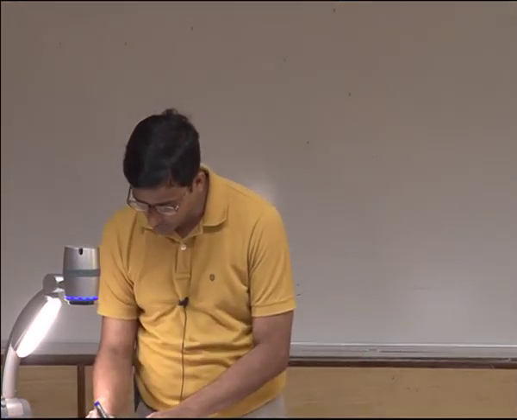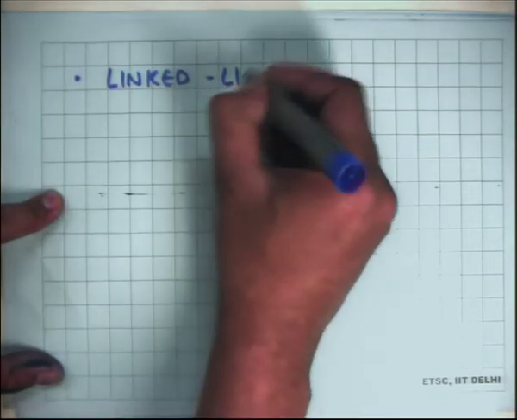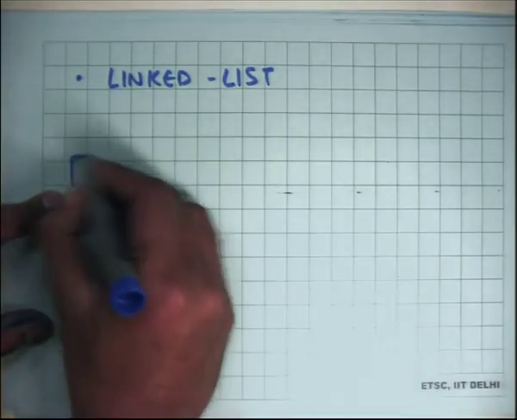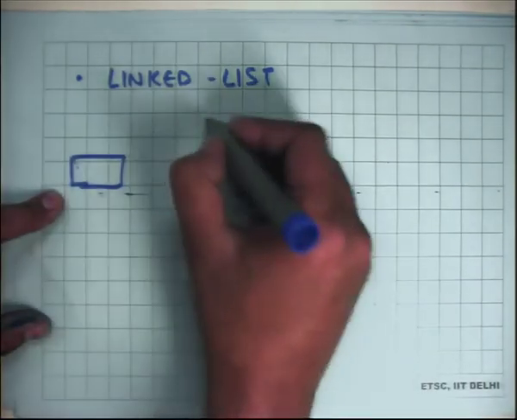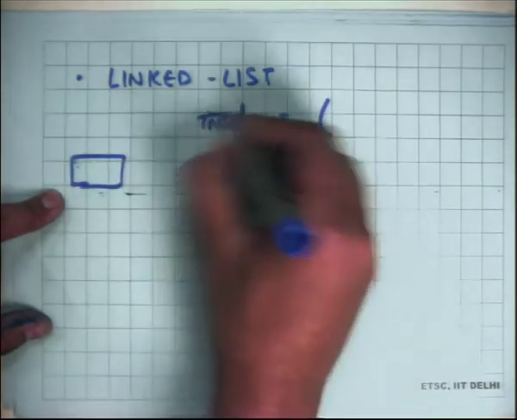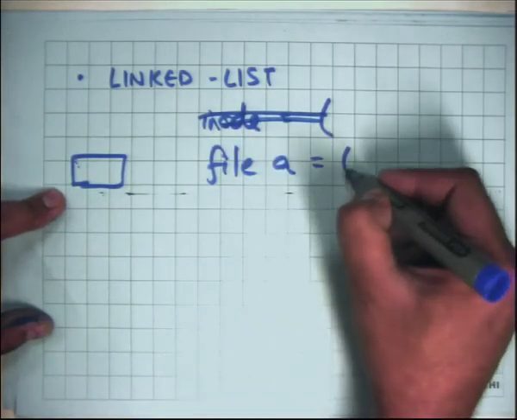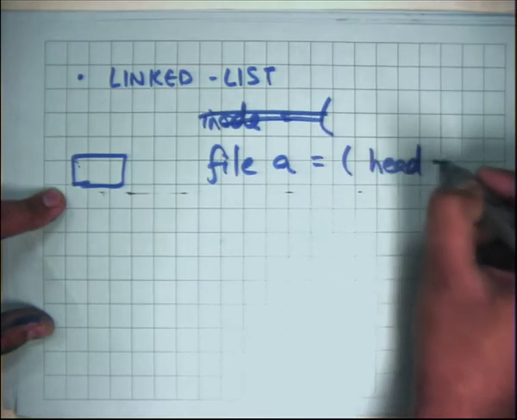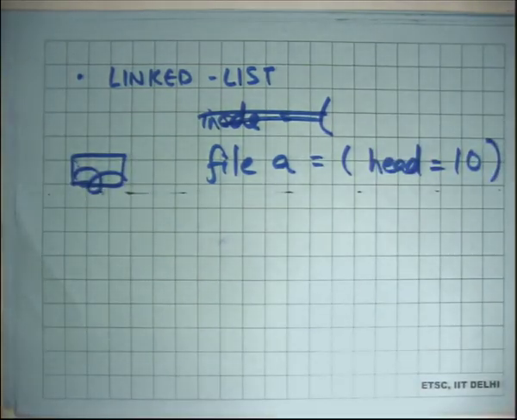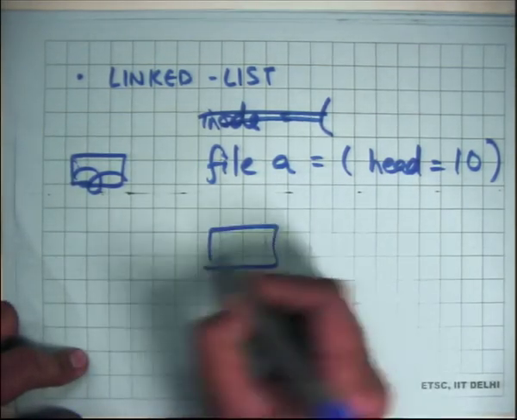Okay, so we are not happy with fragmentation and growth. So the other option is what's called a linked list. So instead of a contiguous array, let's have a linked list where the inode will point to, let's say, file A, which basically means the inode storage is going to have a head pointer. Head is equal to 10, and that's it, right.